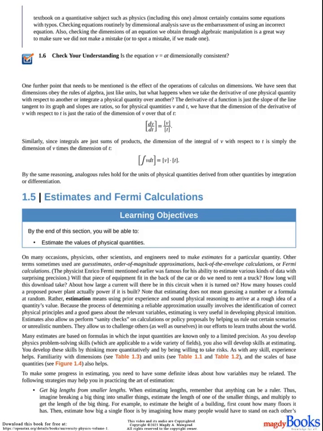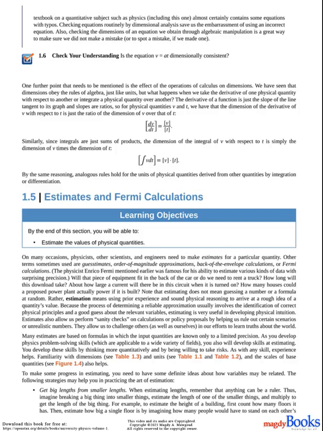The derivative of a function is just the slope of the line tangent to its graph, and slopes are ratios, so for physical quantities v and t, the dimension of the derivative of v with respect to t is just the ratio of the dimension of v over that of t. [dv/dt] = [v]/[t].